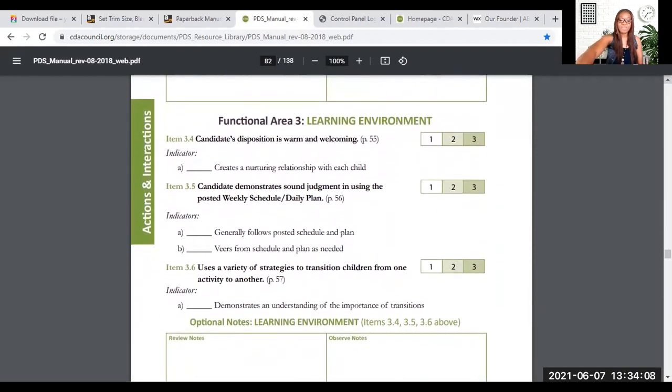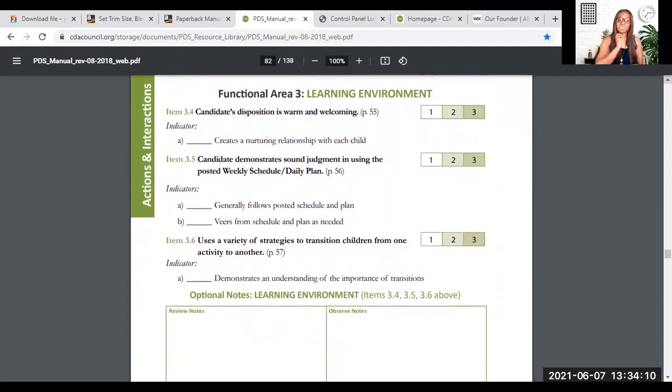Your learning environment is a nurturing relationship. We talked about the weekly lesson plan. Make sure that the daily lesson plan is posted for parents and posted for your PDS. Like I said, we don't necessarily want to intrude on your time with children. We're there to be a support, which means we don't want to keep coming up to you asking you questions. We want to be able to visually see.